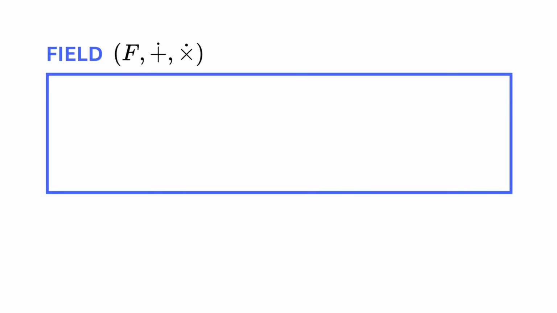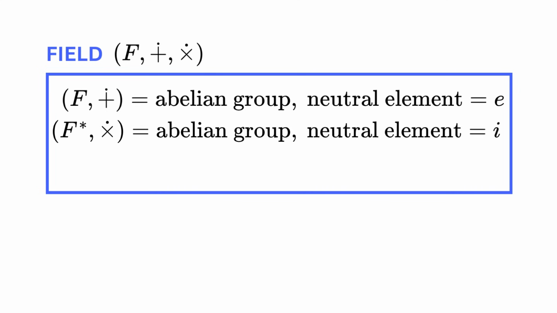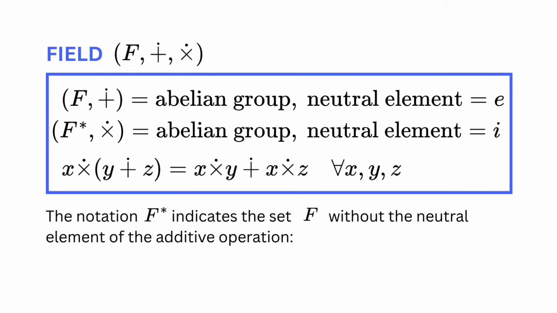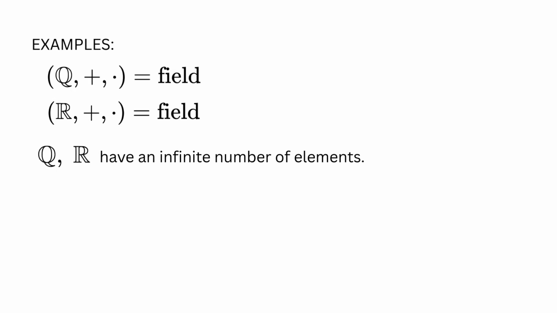A field is a set F with two binary operations dot plus and dot times defined in it such that F endowed with dot plus is an abelian group. F** endowed with dot times is an abelian group. And the two operations are linked by the distributive property. For a field, the notation F** indicates the set F without the neutral element of the additive operation dot plus. Examples of fields are the sets of rational and real numbers endowed with the operations of addition and multiplication. These fields have an infinite number of elements.